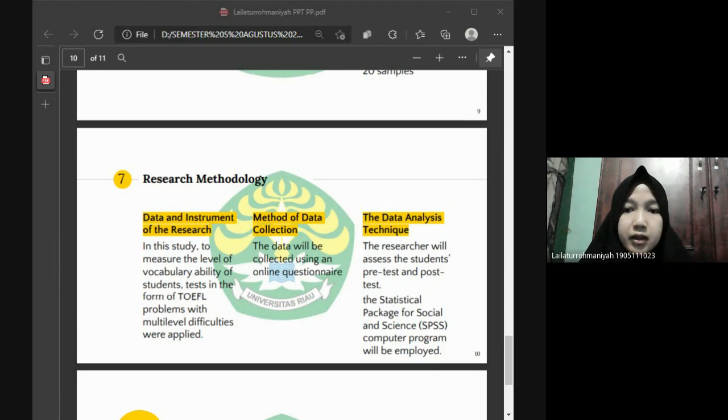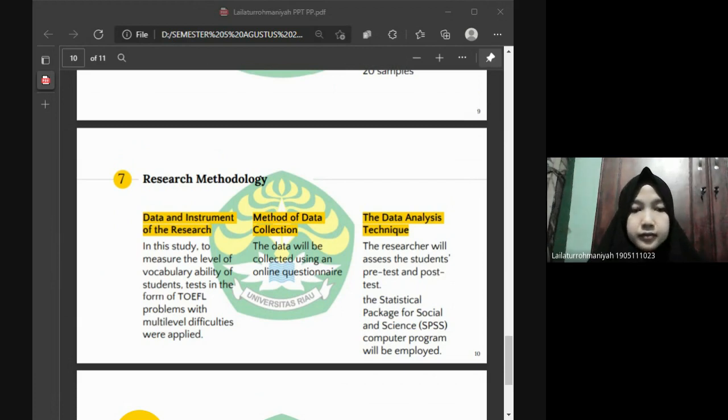The data will be collected using an online questionnaire, which will be conducted in January 20 and 22. The data will be collected using an online questionnaire for the correlation between the use of flashcards and improving student vocabulary tests to measure their vocabulary skill achievement. The online questionnaire will be made in the form of a Google Form.